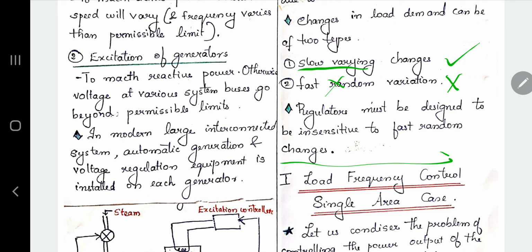So that's all for today. This is the first introduction class. In the next class we will go through each of the controls. First we will go for load frequency control, then afterwards we will go for automatic voltage control.